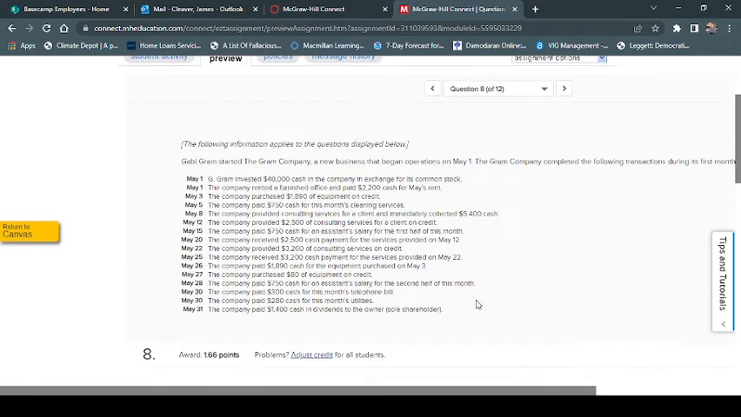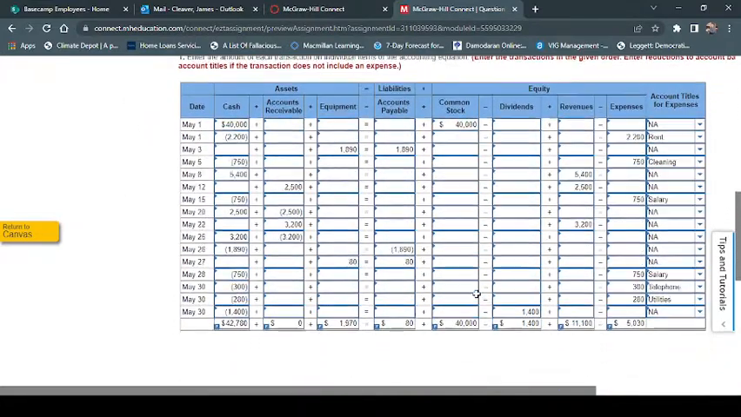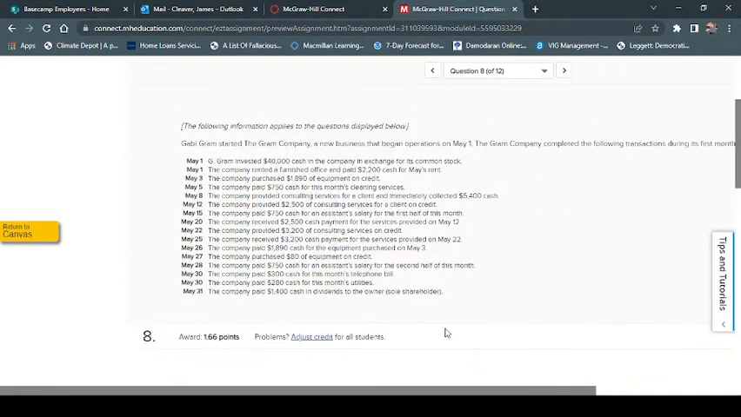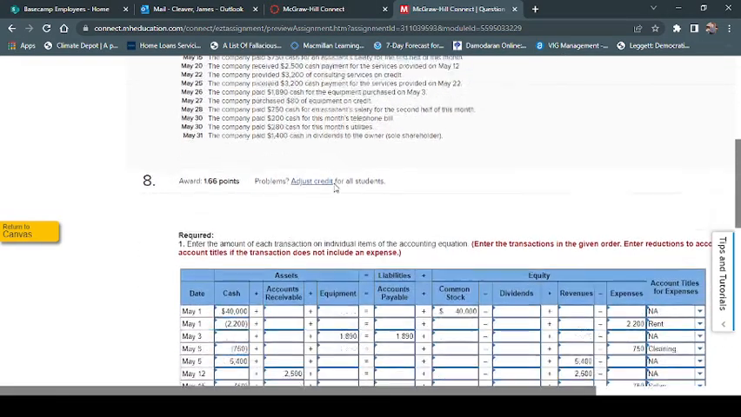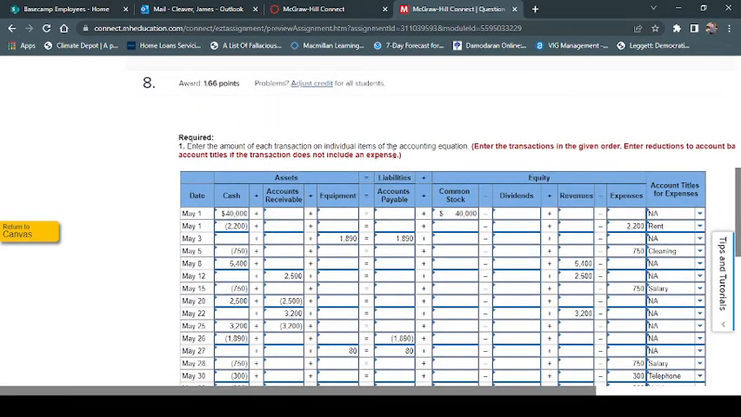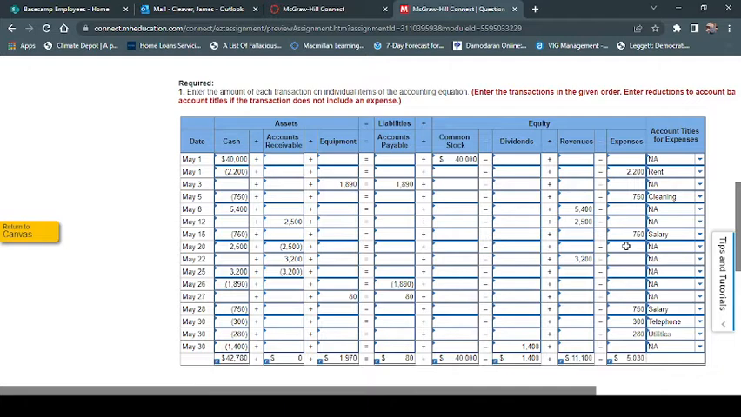8 of 12. Same problem except different. Got all these things that happen. These are economic events. Enter each amount of each transaction, individual items on the accounting equation. Right? Assets equal liabilities and equity. This gets you to begin to think like an accountant, right? What happens to cash? We've got accounts receivable, we've got equipment, we've got accounts payable, those are liabilities. Common stock is equity, revenues is in the equity equation, right?